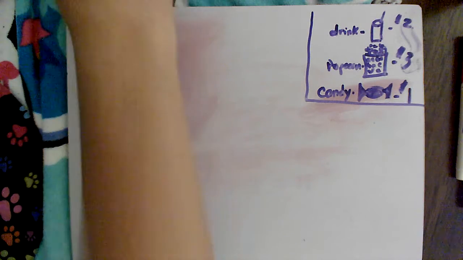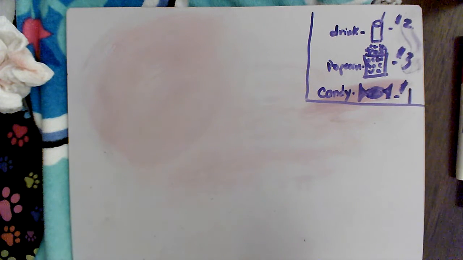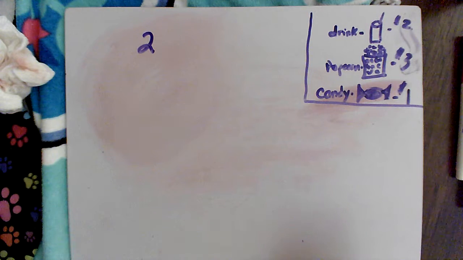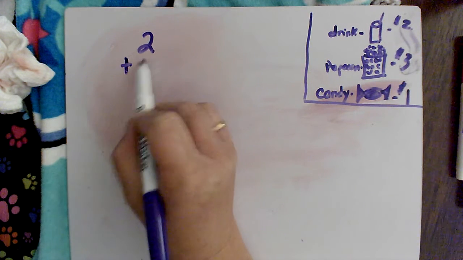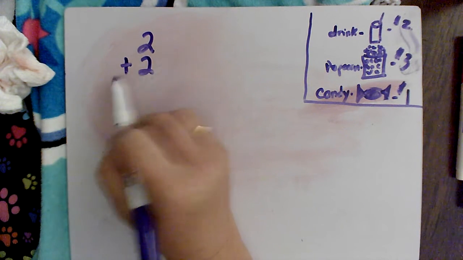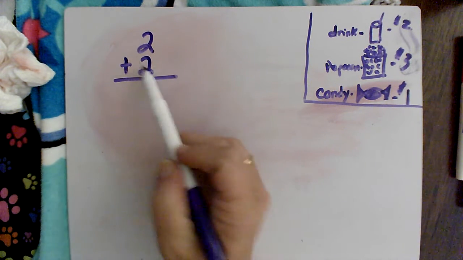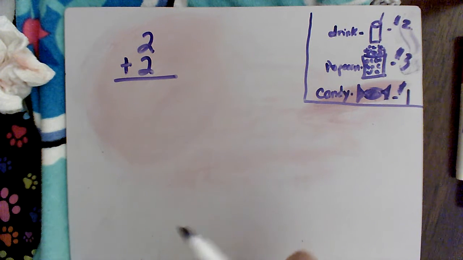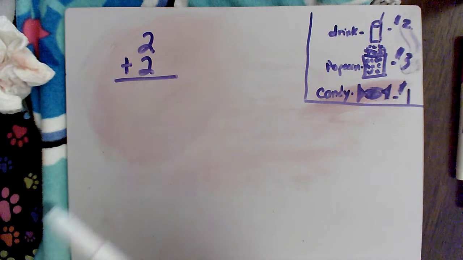Today we are going to learn about doubles. I know we have learned it before in my class. And what is a double? All that a double means is that if you have a number, let's say the number 2, you just add it to another 2. So the doubles would be like 2 plus 2, or 3 plus 3, or 7 plus 7. That is what doubles are.